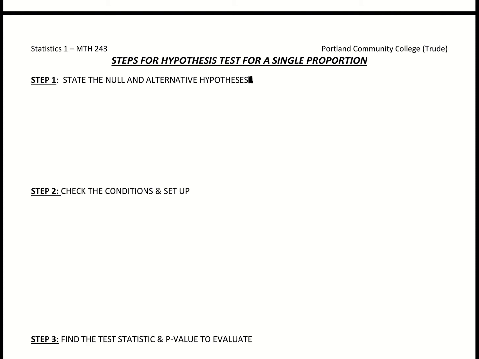The first thing we have to do is state the null and alternative hypothesis. So from this, you'll go through the wording of the problem and look for information about what they're assuming is true or what they want to test. In the null hypothesis, you'll always have p equals and then some number. And this statement is what we assume is true.